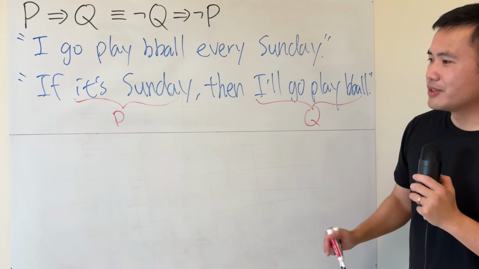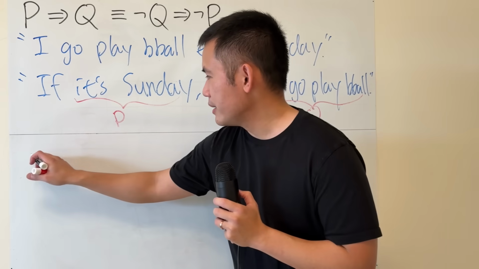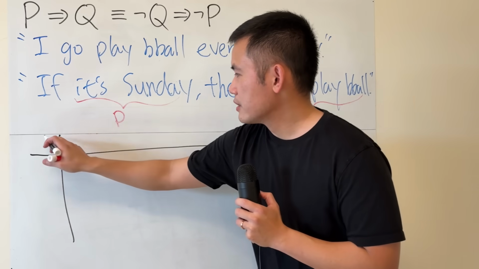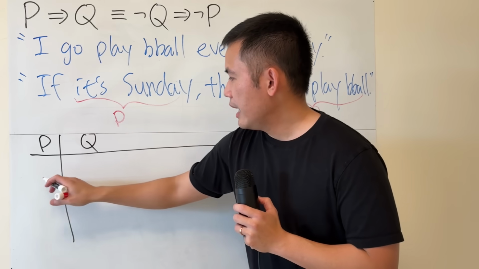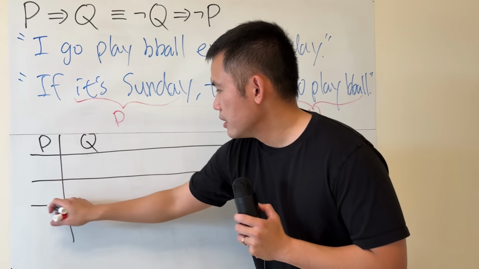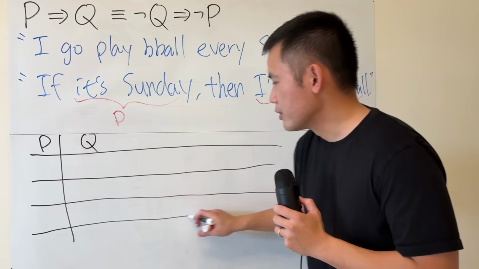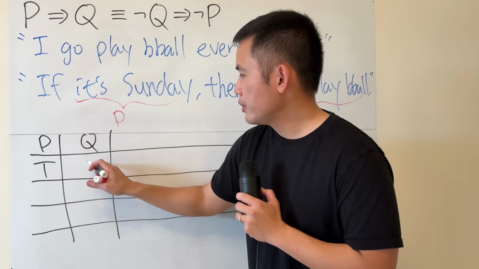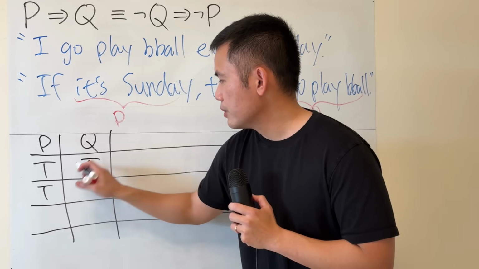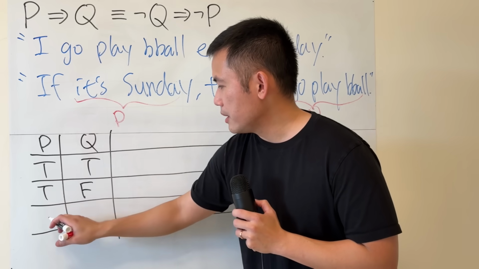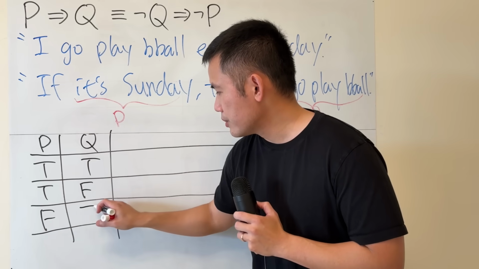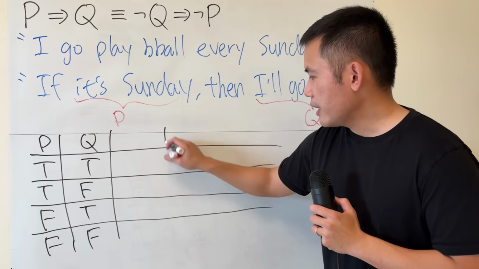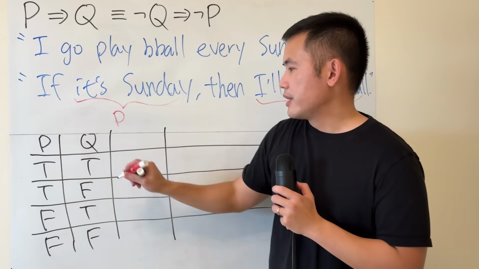Now to show that they are logically equivalent, here is the truth table, and this is how I usually go about doing this. Let's look at this right here first. So I need P and Q, and for each statement, it's either true or false, so we will have a total of 4 rows. So either P is true, Q is true, or P is true, Q is false, or maybe P is false, and this is true, and then false, false.